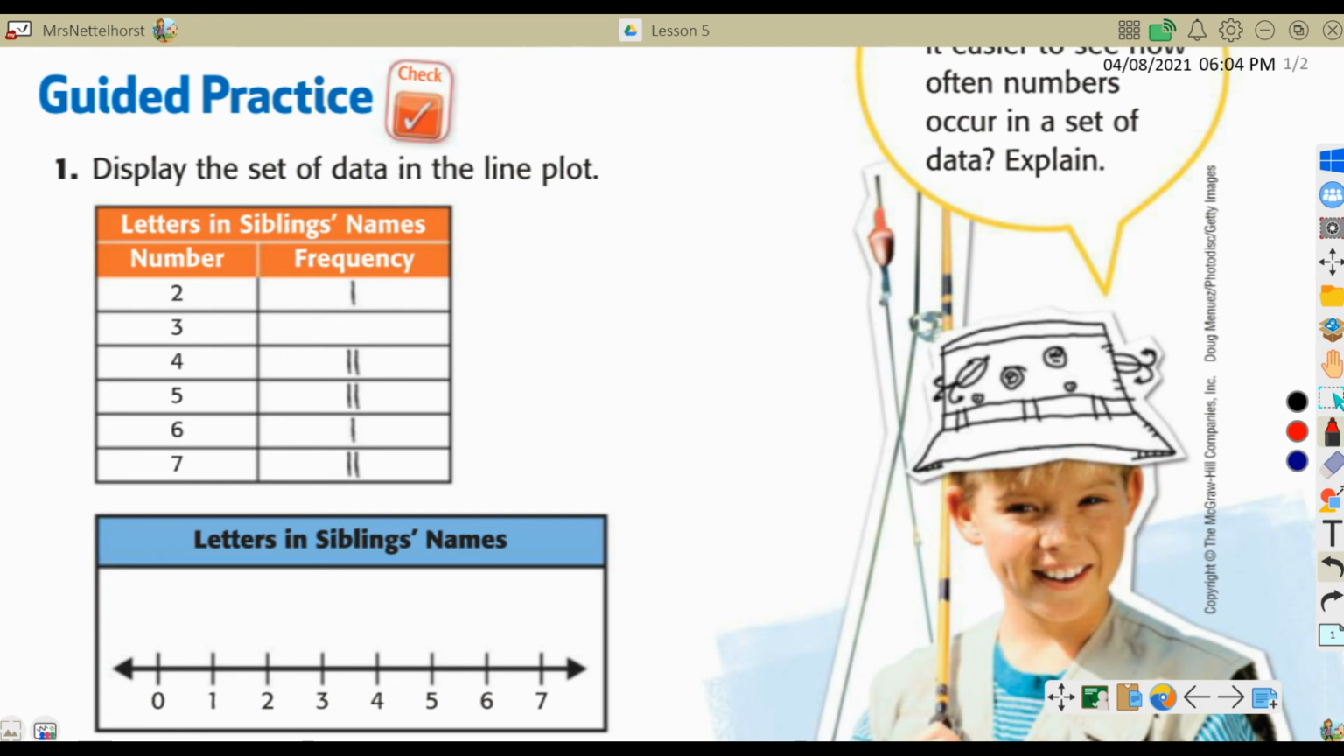Okay, so there's one time that there are 2 letters in a name. So we're going to put 1 X over the 2. 3 has 0, so we're not going to put any X's. 4 has 2, so I'm going to put 2 X's over 4. 5 has 2, I'm going to put 2 X's over 5. 6 has 1, so I'm going to put 1 X over 6. And 7 has 2, so I'm going to put 2 X's over 7. Just like that. That's all you had to do.